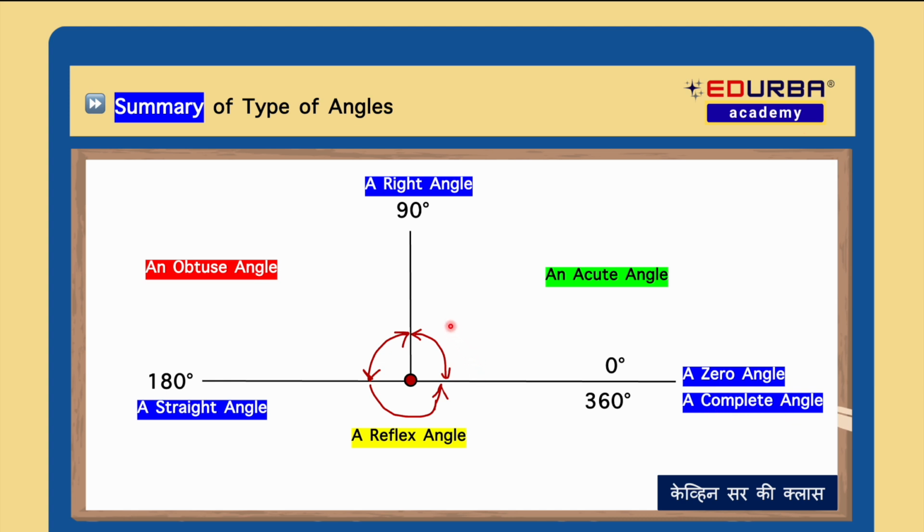Now, any angle between 0 and 90 is called an acute angle, whereas any angle between 90 and 180 is called an obtuse angle, and any angle between 180 and 360 degrees is called a reflex angle. So if you remember this, you can very well understand the type of angle by looking at how many degrees the angle is. Not only that, you can draw a zero angle, acute angle, right angle, obtuse angle, straight angle, reflex angle, or a complete angle with the help of this figure.